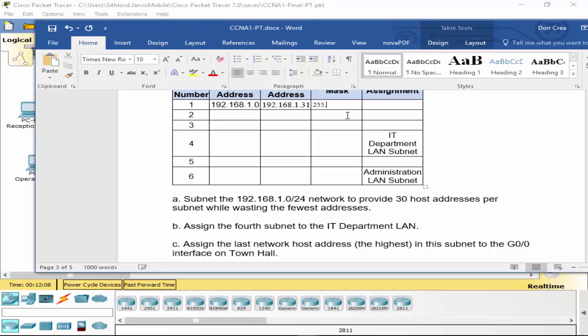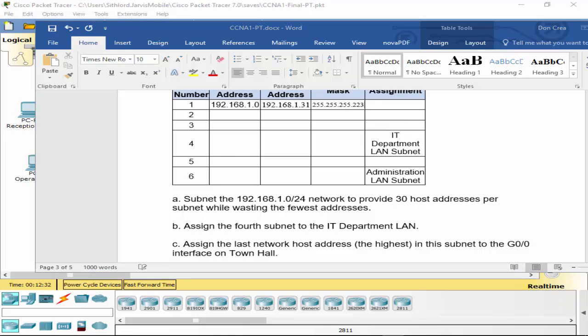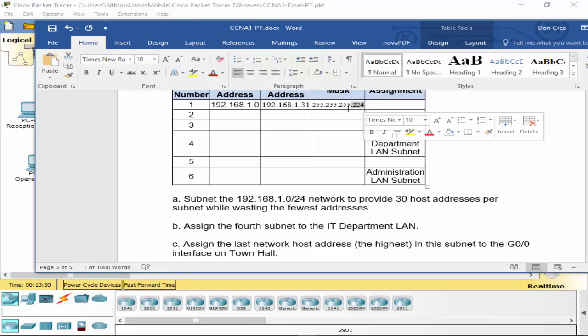So /27 is 8 bits there, 8 bits there, 8 bits there, and then 3 bits there, or a 224. And if we add that, that gives us 250, or 223, I'm sorry. Anyhow, no, it is 224. I guess my head's in other places right now. Anyways, 224, if we minus 256 minus whatever we get, it'll show us our block size, so that gives us 32, 30 usable. I don't know what they mean.